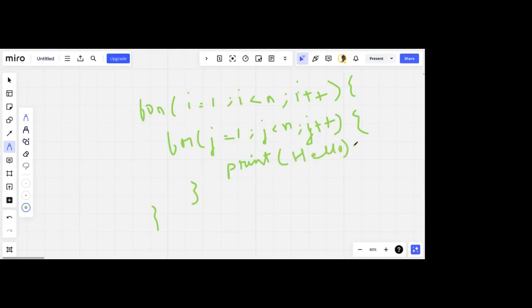So guys, what would be the running time of this algorithm? Now guys, just see this. If you have to determine the running time of this algorithm, you just have to figure out how many times the innermost statement will be printed. Okay, so here tell me, what will be the number of times this print statement would be executed?